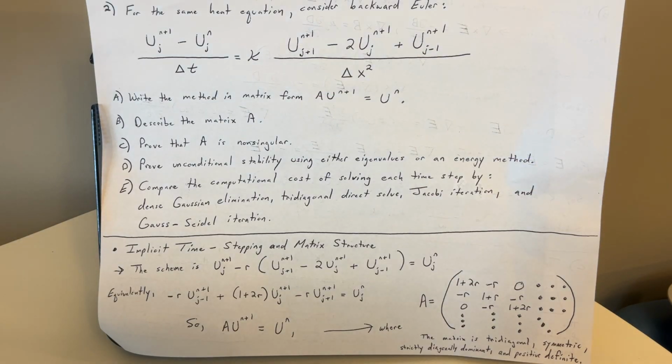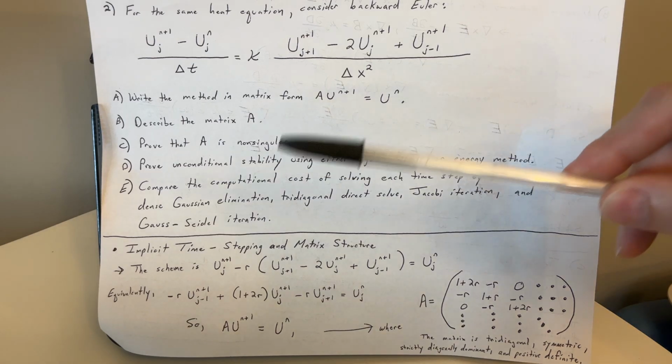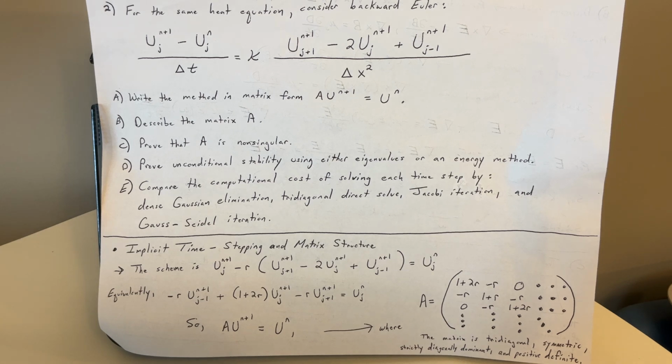Part A, write the method in matrix form A u to the n plus 1 equals u to the n. Part B, describe the matrix A. Part C, prove that A is non-singular. Part D, prove unconditional stability using either eigenvalues or an energy method.